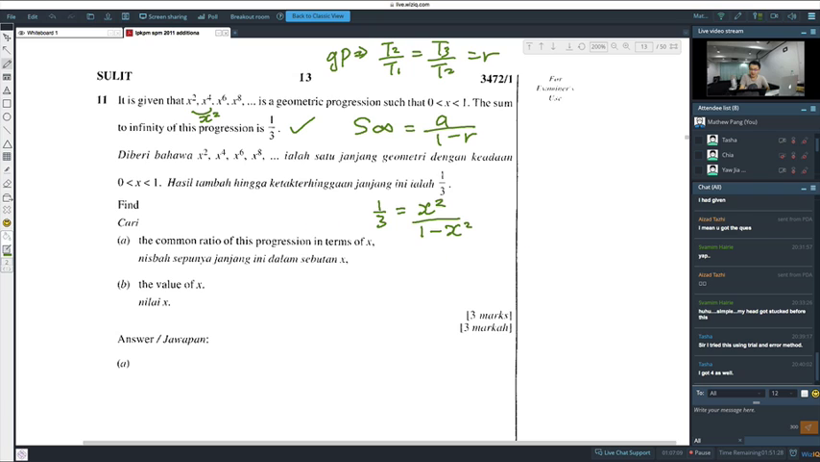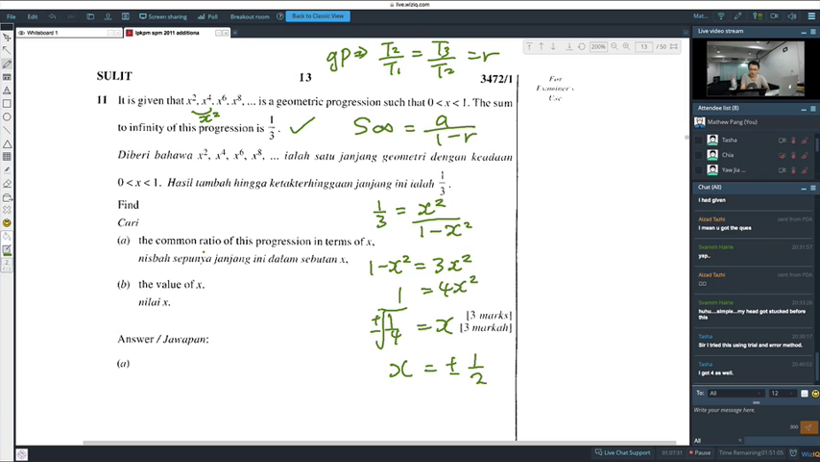So I will cross multiply: 1 minus x squared equals 3x squared. So 4x squared equals 1. The square root of 1 over 4 equals x. I move the square root to the other side, and you will definitely get positive and negative. Then x should be positive or negative 1 over 2.